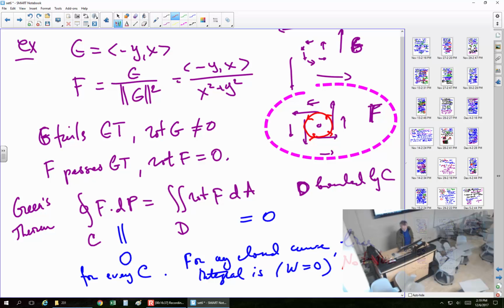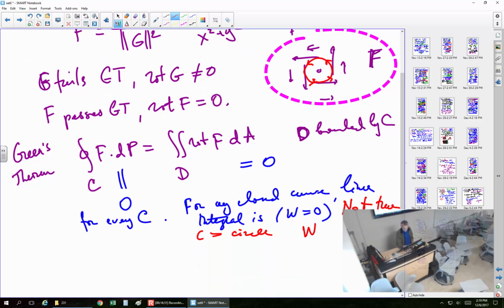I can just pick C as a circle going, say, counterclockwise. Why do I say that in that case W cannot be equal to zero? How do I know? Look at the picture.